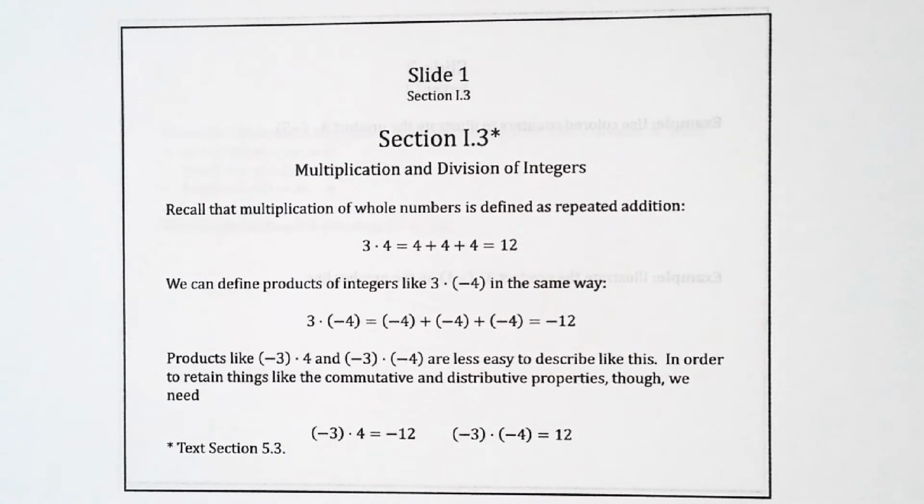Okay, well, products like negative 3 times something are less easy to describe like this. But we want to retain things like the commutative property and the distributive property. And in order to ensure that that happens, we're going to need negative 3 times 4 to be negative 12 and negative 3 times negative 4 to be positive 12. Okay, that just makes sense. The book has other explanations of this, which I'll let you look up on your own if you like. They're a bit confusing to me, which is why I avoid talking about them here.